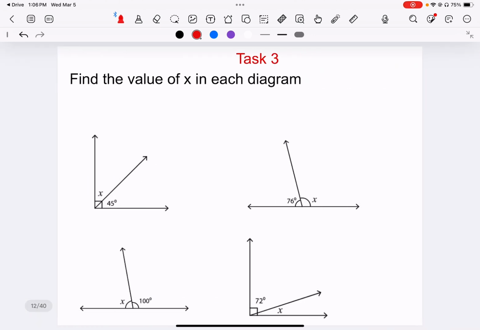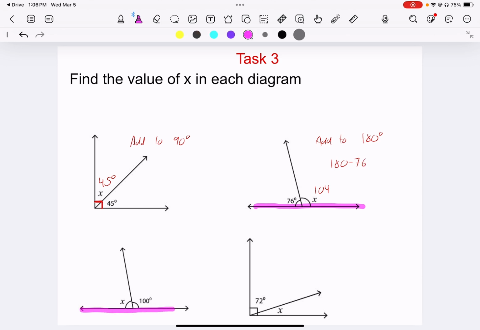Find the value of x in each diagram. Since we have a right angle here, I know these two angles are complementary, so that means they have to add to 90 degrees. And since I already have 45, I'm missing 45 degrees for my other angle. These two angles are supplementary, so they add up to 180 degrees. So 180 minus 76 would give me 104.